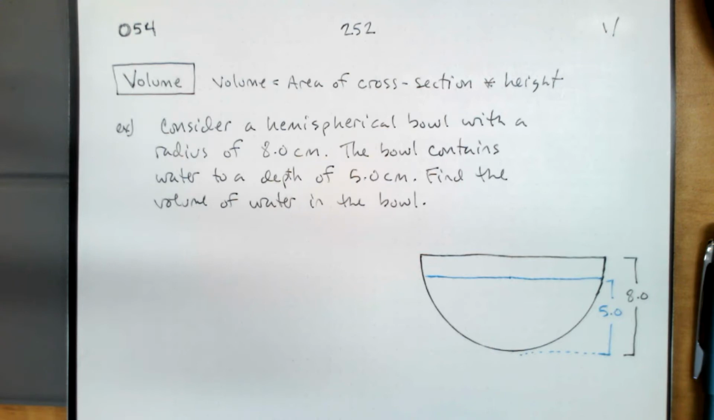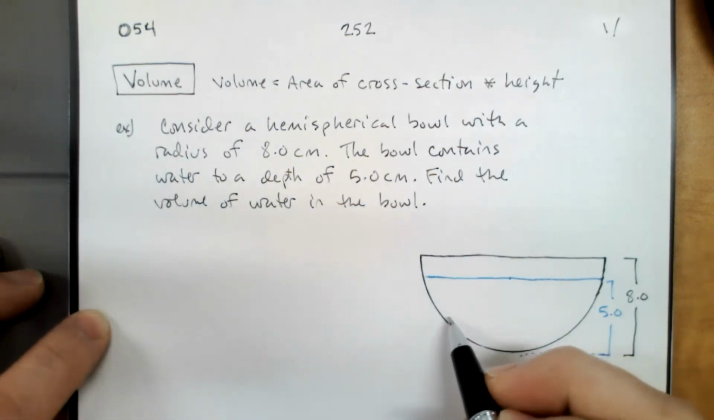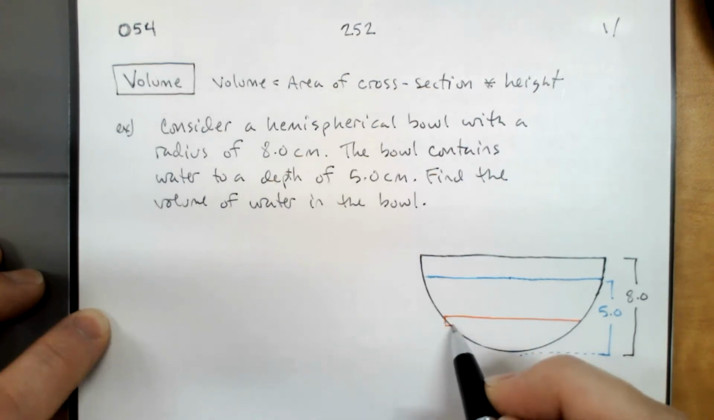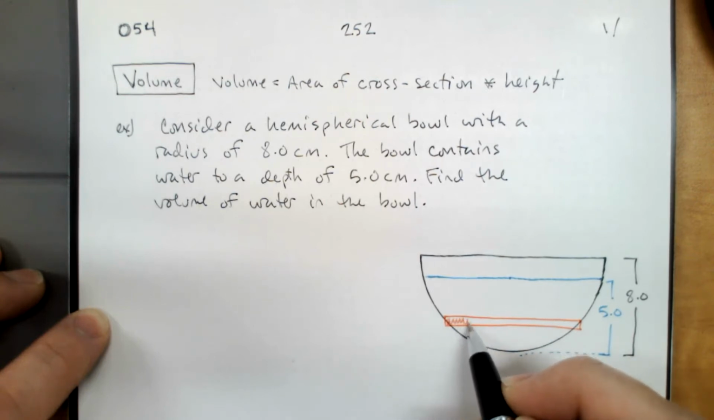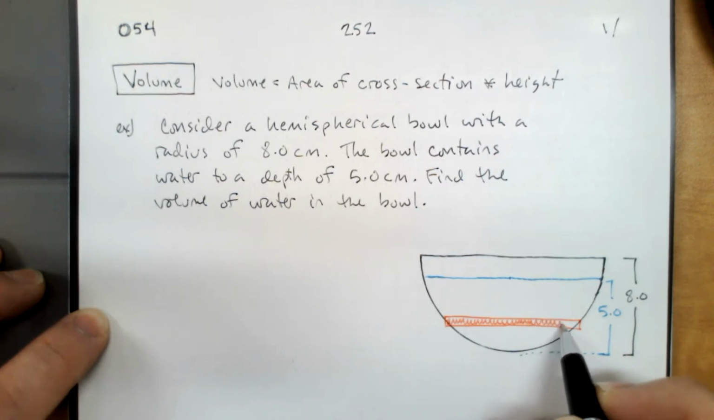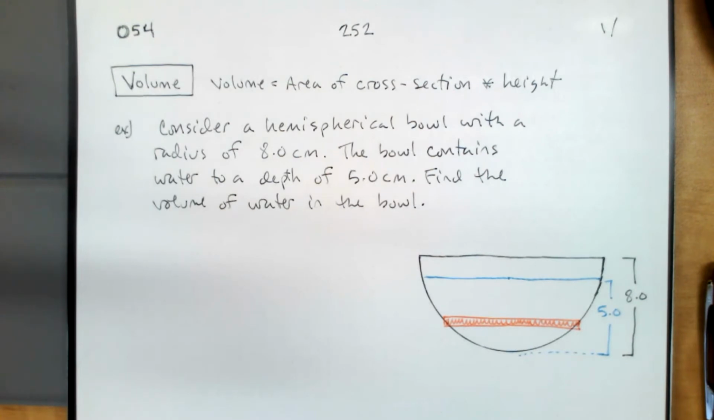All right. So here's what we're going to do. We're going to look at the water as a stack of books that are infinitely thin. So that means we're going to slice horizontally. So our water is going to be a bunch of slices.